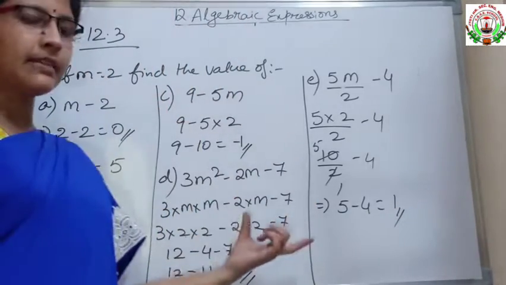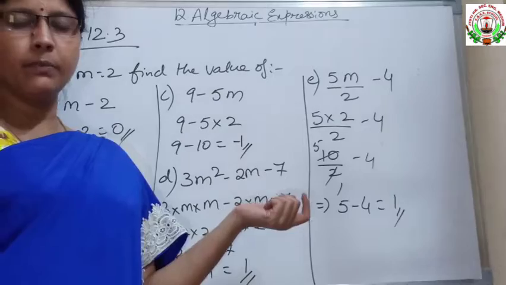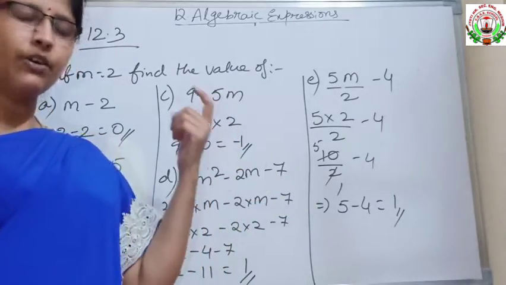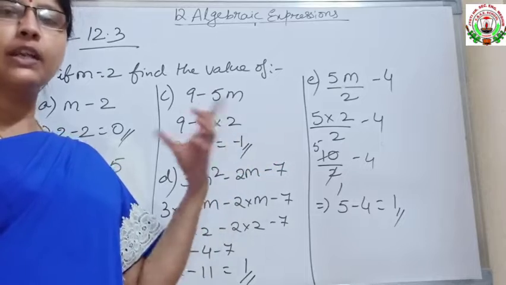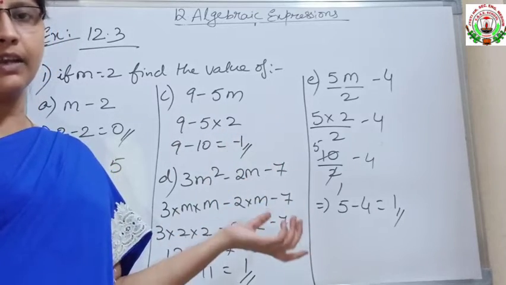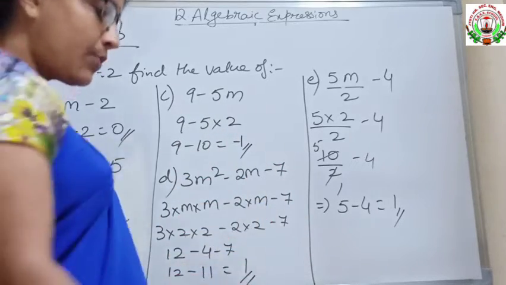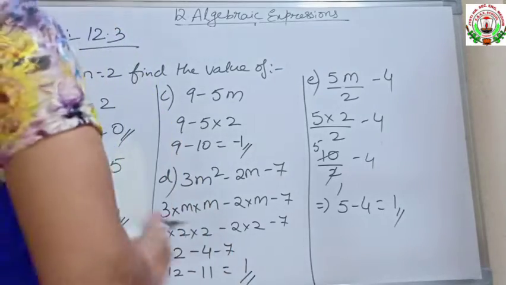Means in this exercise the values of the variables will be given, expressions are given, you have to place the value of the variable in that given expression and just simplify it and get the answer. This is your first question. Second question.